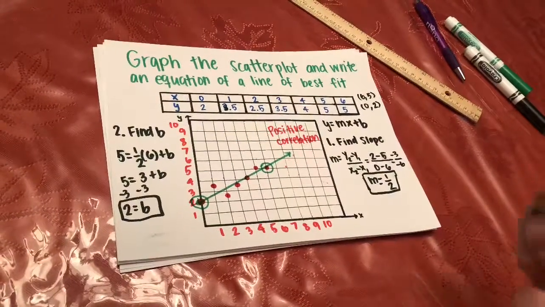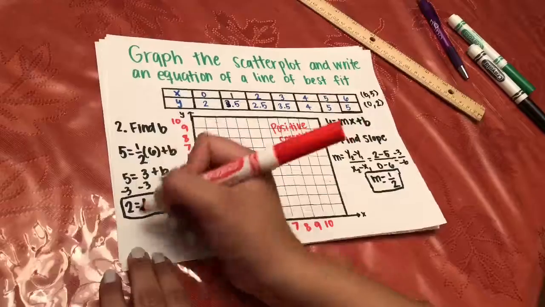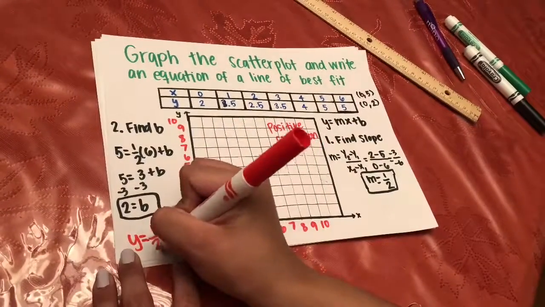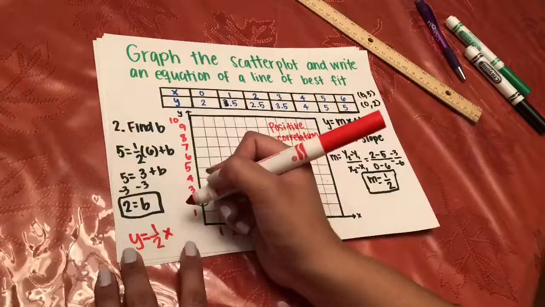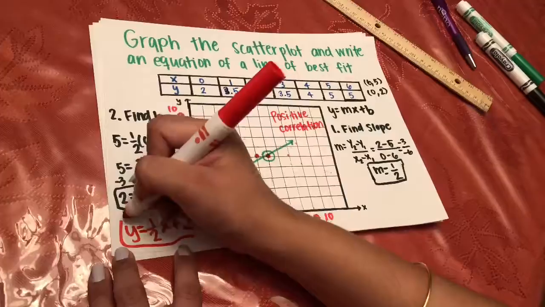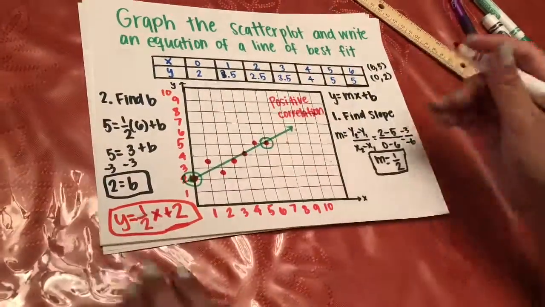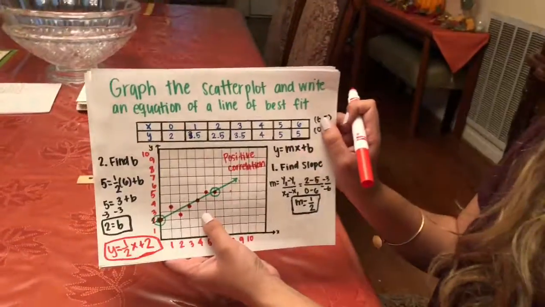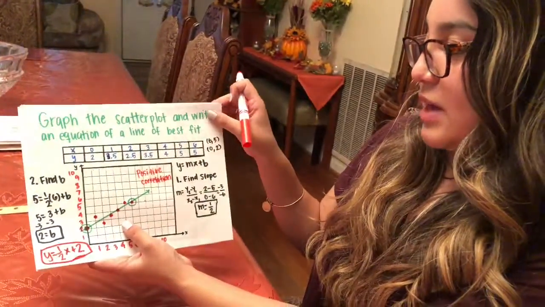And now I can write my equation, which will be y equals my slope 1/2 x plus my y-intercept, plus 2. And that is it, guys. That is the equation for my line of best fit. So that is how we do that.